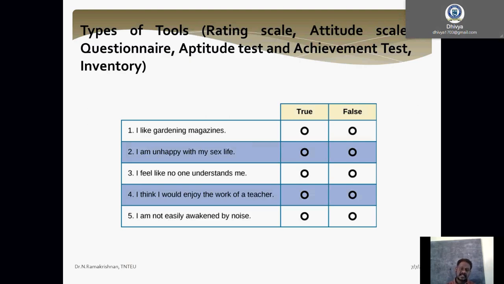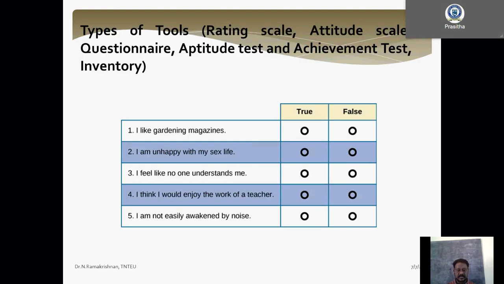I think I would enjoy the work of a teacher. See, teaching the teacher, whether you are really having attitude or interest towards the teaching profession or not. These are all the questions to make you understand a particular person's knowledge, interest, and attitude towards the teaching profession. And for which we are using inventory.